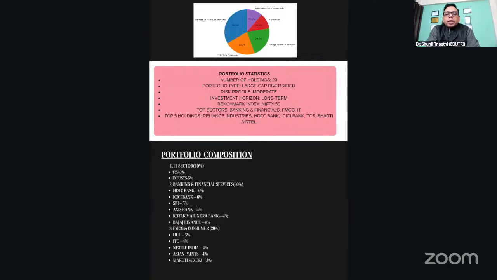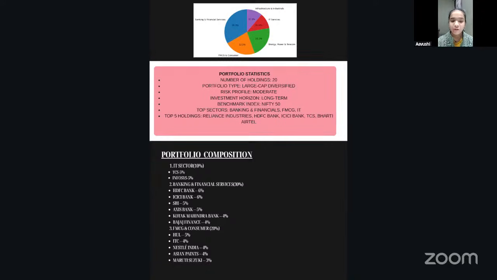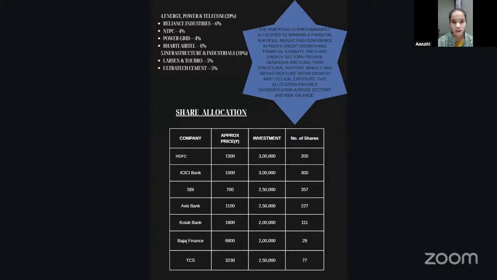We have also analyzed portfolio performance using a line graph comparing the portfolio with Nifty 50. The portfolio showed better performance due to balanced sector allocation and exposure to quality large cap stocks. This highlights the importance of diversification and disciplined stock selection.